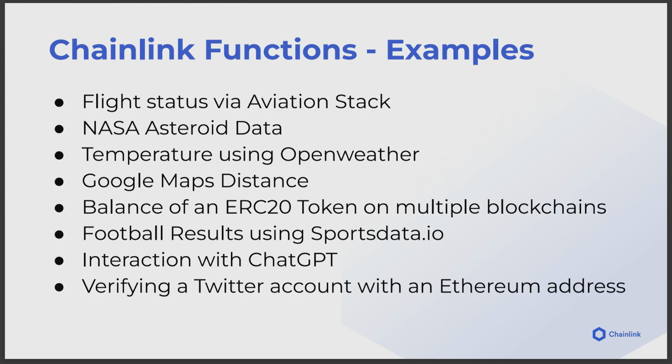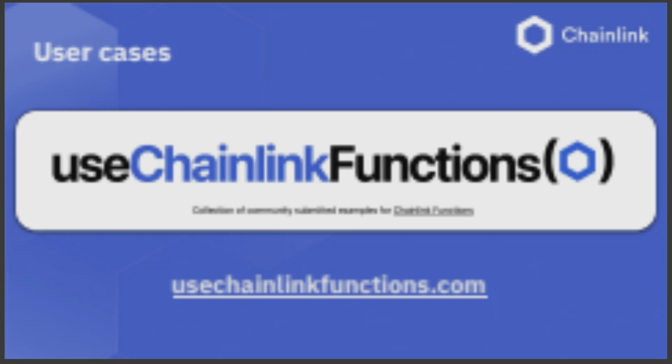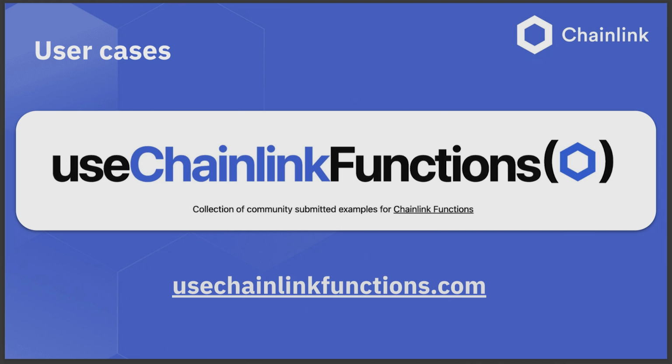Imagine that you can have the flight status using Aviationstack, or get data from an asteroid on NASA, or temperature, or a distance with Google Maps, or even get the balance of a token in different chains, or football results, or any interaction with ChatGPT, and many, many other things. All of these that I just mentioned are on this website, use Chainlink Functions. You can see the code that you can use for all of these examples, and many more.